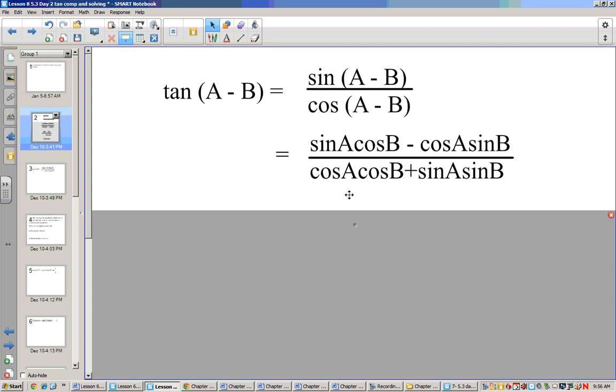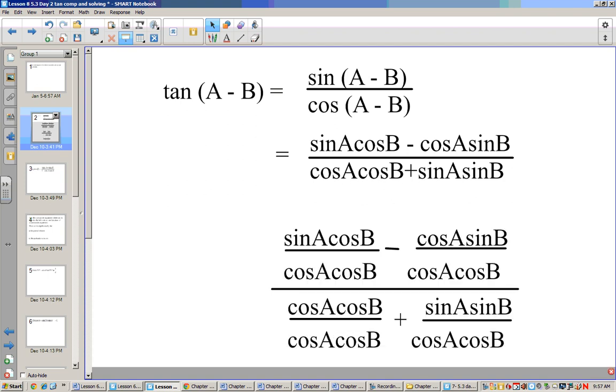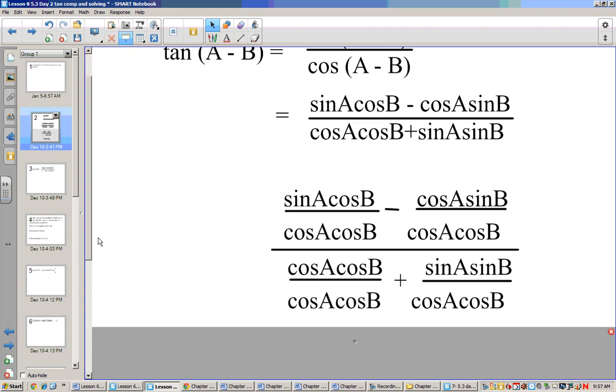Now here's the trick. To get to our desired location, we're going to divide each part of this by cosine A cosine B, which looks kind of messy. But I divide the first part by it, the second part, the third part, and the fourth part. Now, I don't assume that anybody would come up with that on their own. However, hopefully you can follow our logic through this.